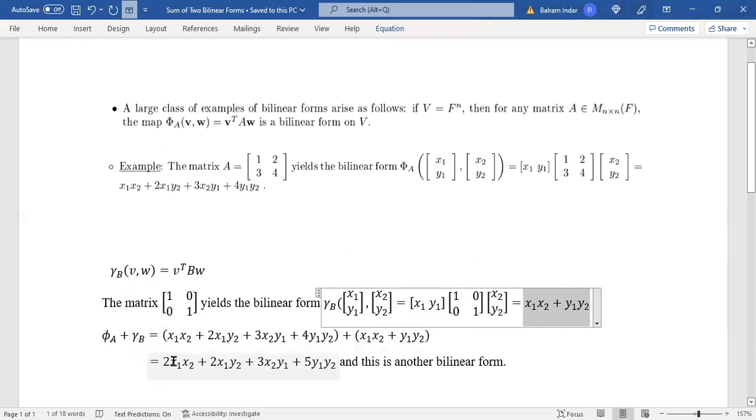Now, let's see if I can add the two up and get a bilinear form, right? So using Dummit's bilinear form phi of A plus the one that I made up, gamma of B, I just do the simple addition, phi of A terms here, and then gamma of B terms at the back here. Now, adding all of that up gives me this result here, 2x1, x2 plus 2x1, y2 plus 3x2, y1 plus 5y1, y2.